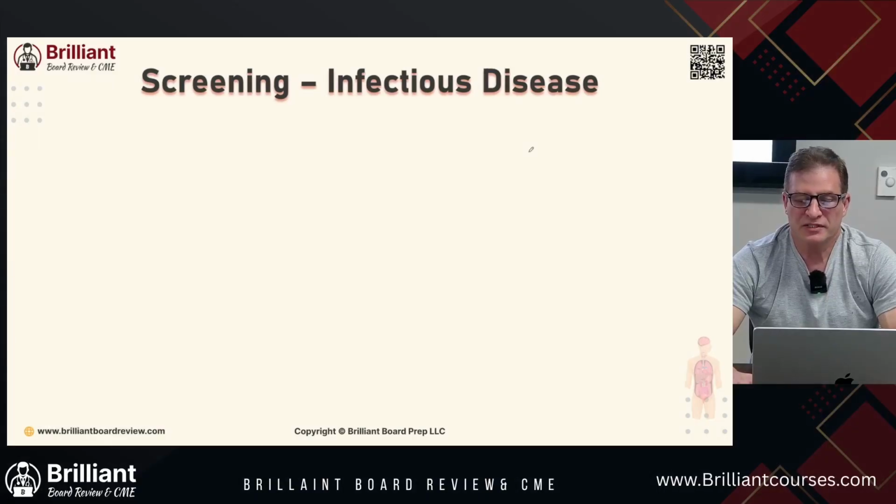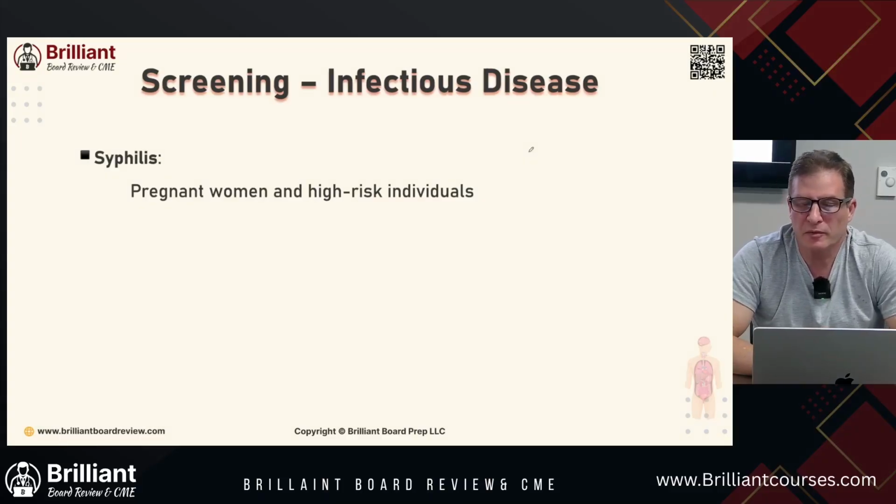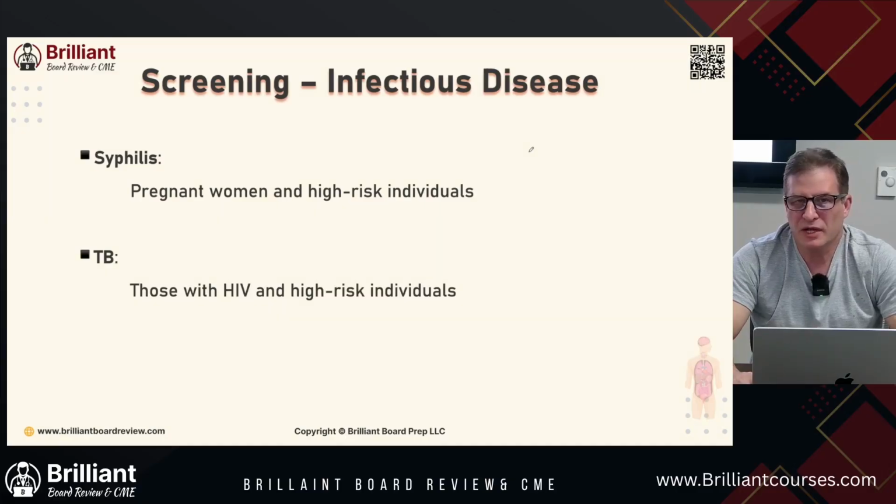Screening for infectious disease, for syphilis. Pregnant women and high-risk individuals. And your localized health department may warn that there's an outbreak and recommend testing, and it may specify certain groups to test. TB, those with HIV and high-risk individuals. Usually high risk means coming from an area endemic for TB, or maybe their relatives have had exposure to TB or TB themselves.